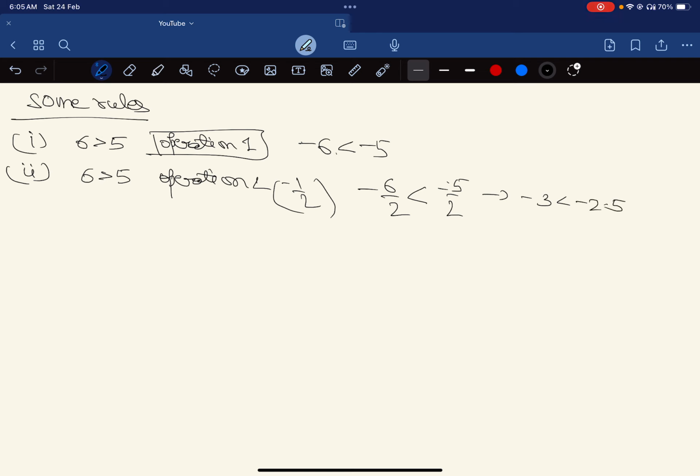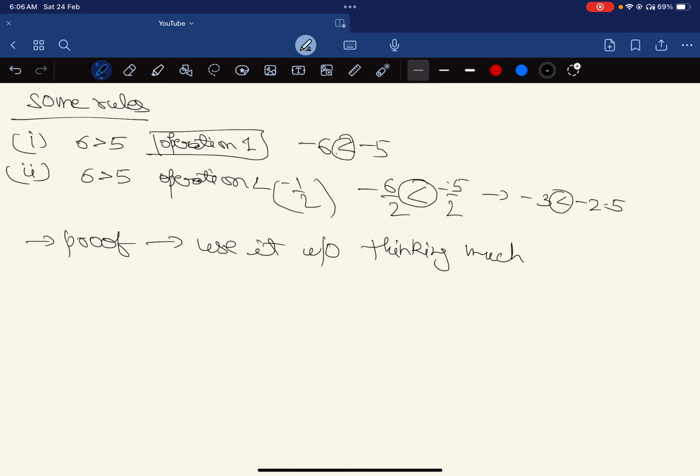See, these rules, logically you can find out that yes, the symbol will change. Why do we teach you these rules? So that you don't have to overthink this again and again. Mathematics is all about you prove something, then you use it without thinking much.